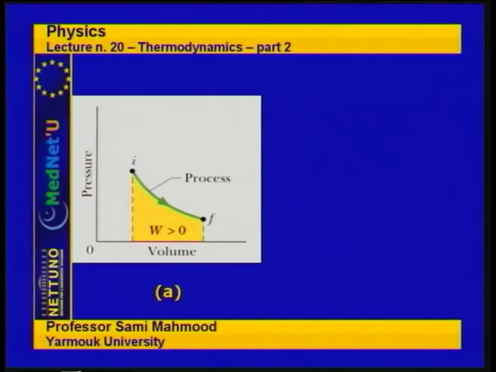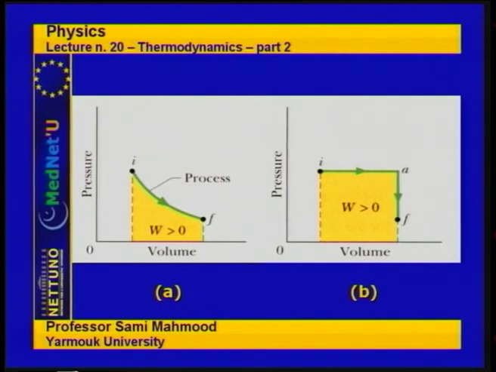And that area, which is the work, is positive because the pressure is positive, and dV, the change in volume, is also positive. So the multiplication of the two quantities will give a positive value. And this area represents the work done.